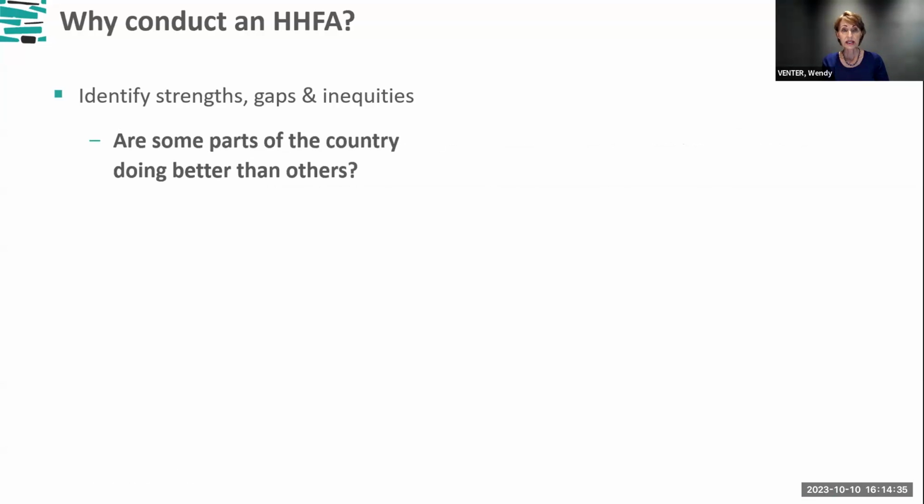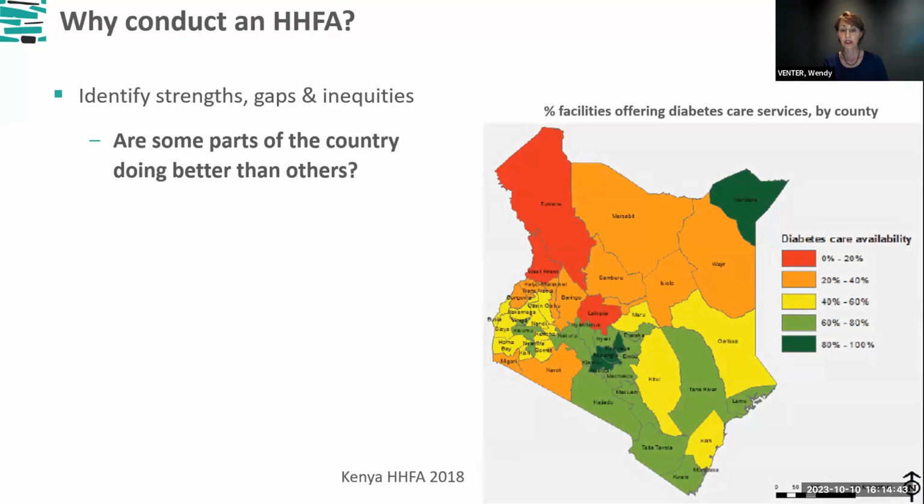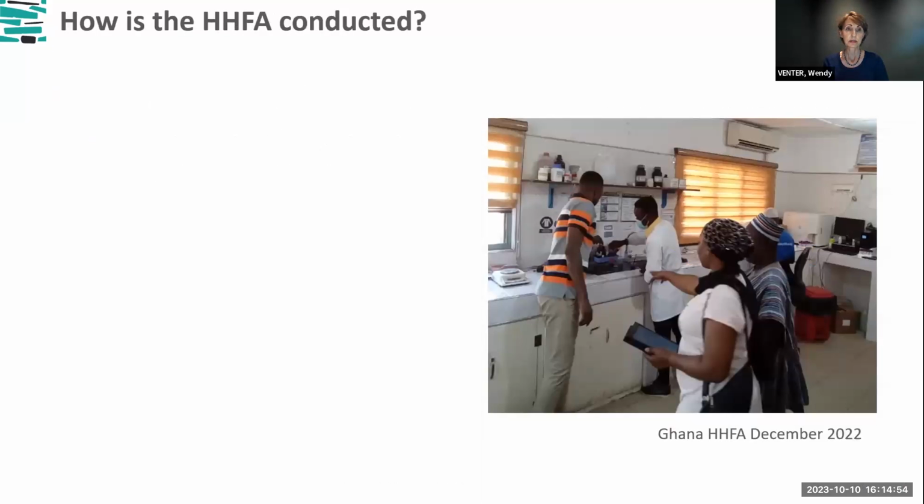Okay, so we can also find out if the sample size is large enough and we can compare different parts of the country, we can see if different parts of the country might be doing better than others. And here we've got an example from the Kenya 2018 HHFA, which compares the percentage of facilities offering diabetes care services among the counties of Kenya.